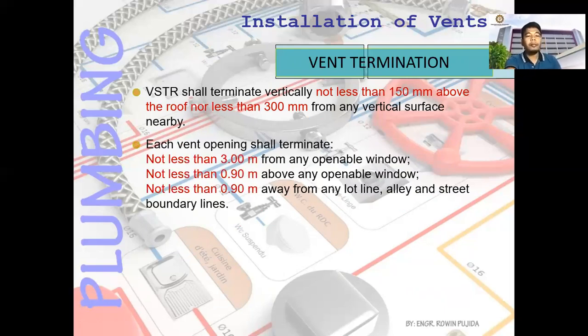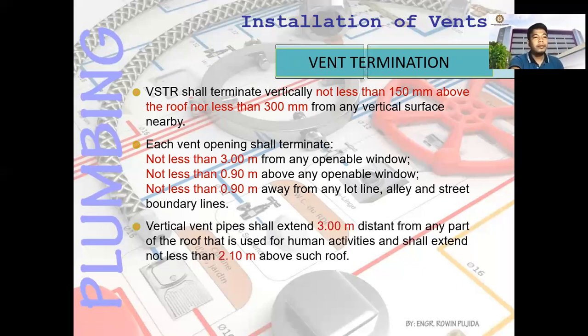So each vent opening shall terminate not less than 3 meters from any openable window. So if you have to terminate your vent system at any openable window, you should have not less than 3 meters. And then if that is above any openable window, you have not less than 0.9, and also away from any lot, alley, or street or boundary lines, you can have 0.9 meters.